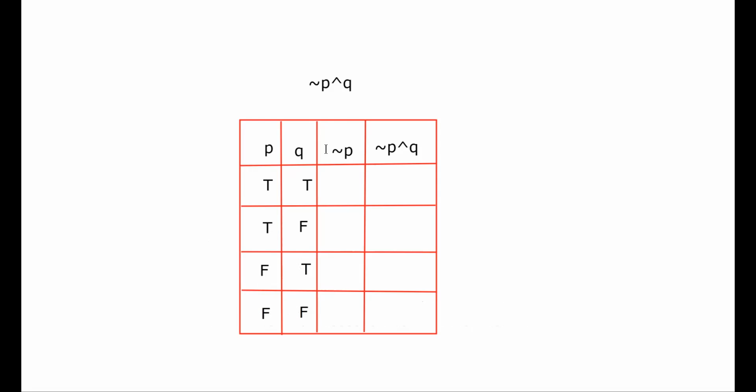Now we'll go row by row, not P. Since P is true initially, not P is false. Since P is true here, not P is still false. Since P is false here, not P is now true. Since P is false here, not P is now true.